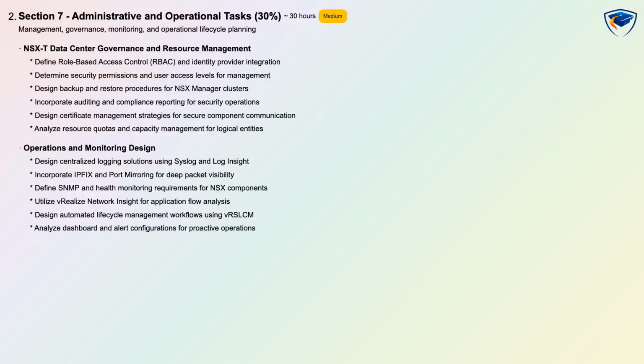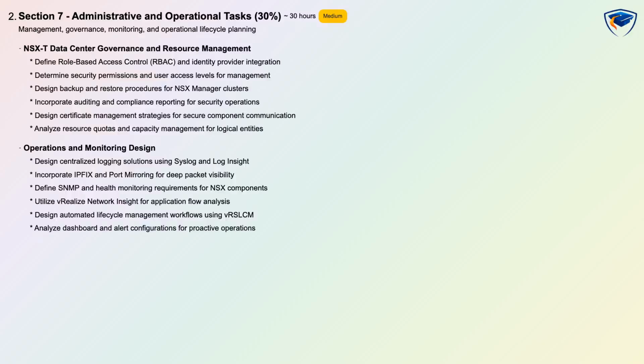On the operations side, you will design centralized logging with syslog and Log Insight, incorporate IPFIX and port mirroring for packet visibility, define SNMP and health monitoring requirements, utilize vRealize Network Insight for flow analysis, design automated lifecycle workflows with vRSLCM, and configure dashboards and alerts for proactive operations. The goal is to ensure you can specify operational requirements that align with ongoing management, governance, and monitoring needs in production.